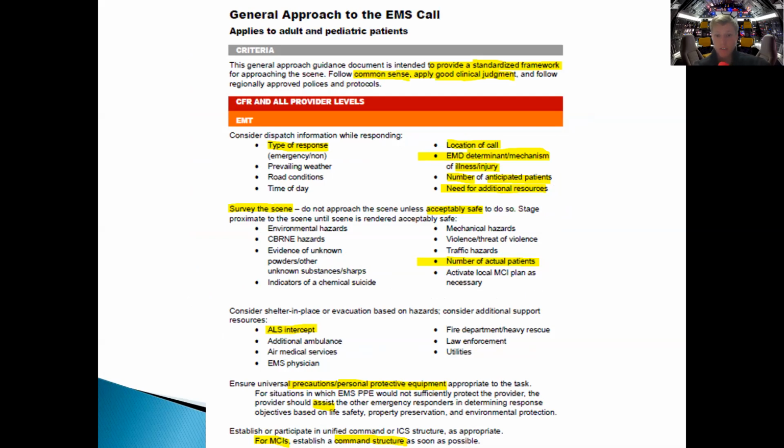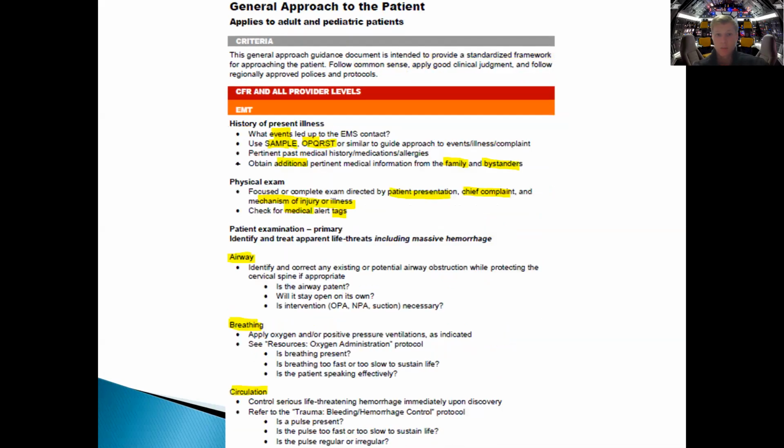Survey the scene, make sure it's safe. Make sure there's no hazards: mechanical, falling debris, chemical, smoke inhalation, carbon monoxide. Also gauge the number of actual patients there and see if you need an MCI scene set up. ALS intercept is important. Law enforcement if need be. Ensure the precautions for PPE are equipped and manned. Everyone is donned in PPE if necessary: gowns, full face mask, gloves, boots, BDUs, all of the above, especially in COVID times. And for MCIs, put a command structure out.